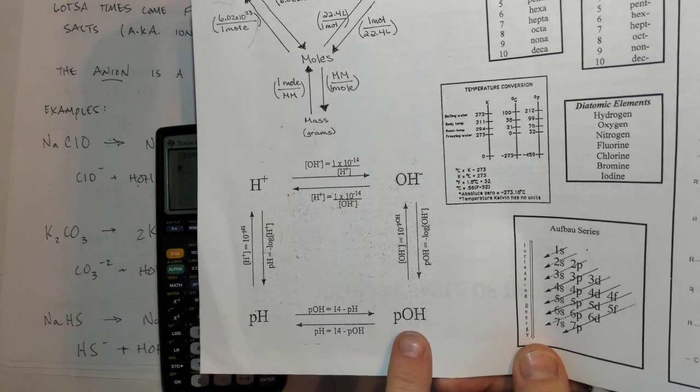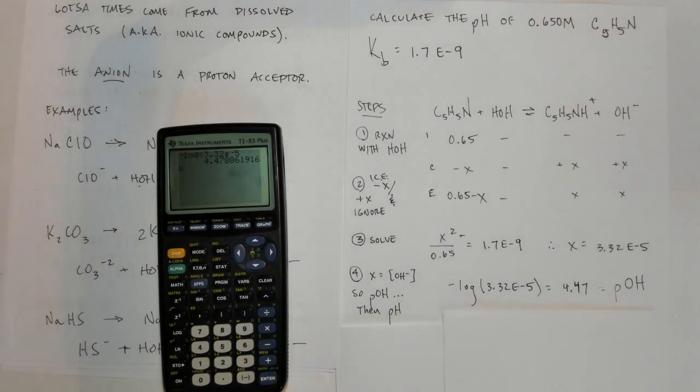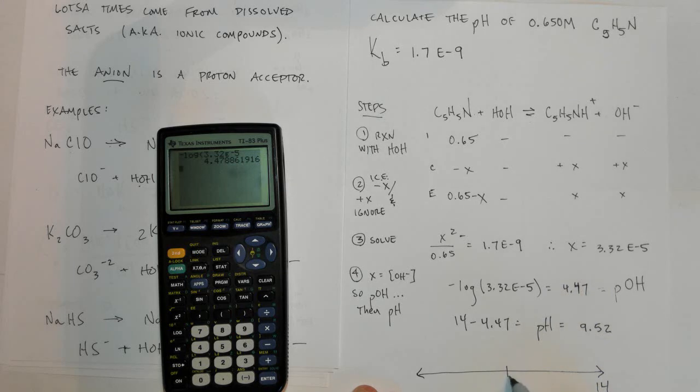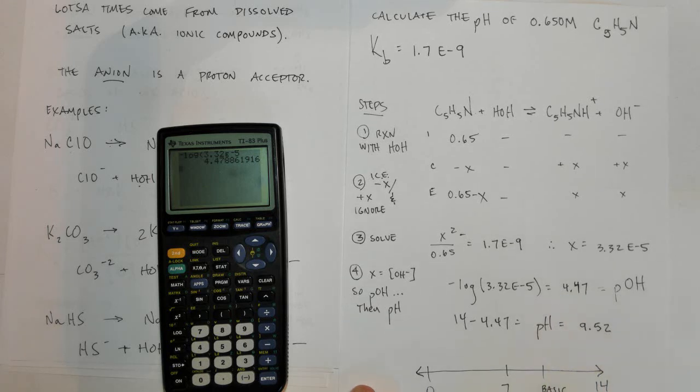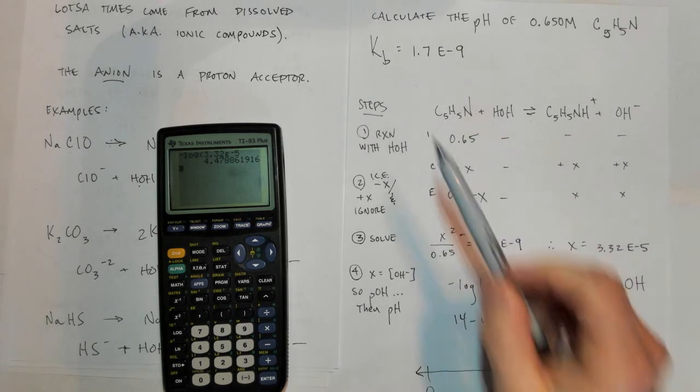And now I can go from pOH to pH, knowing that pH and pOH add up to 14. And so 14 minus this gives me a pH of 9.52, which makes sense because we know that on the pH scale, things way up here around 14 are very basic, 7 being neutral and 1 or 0 being acidic. A pH of about 9 right here would make it slightly basic, and that would mean that we have a weak base, which we do.